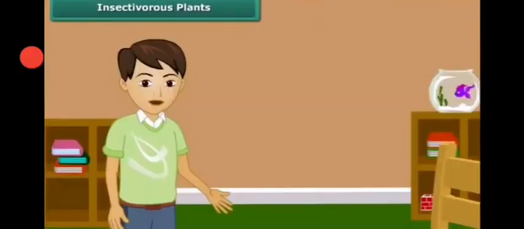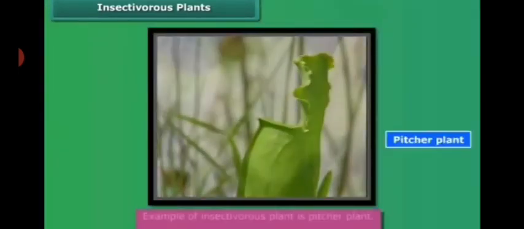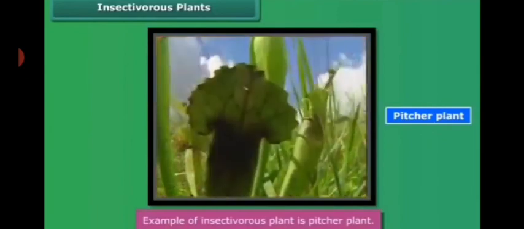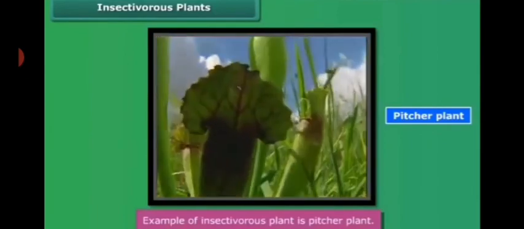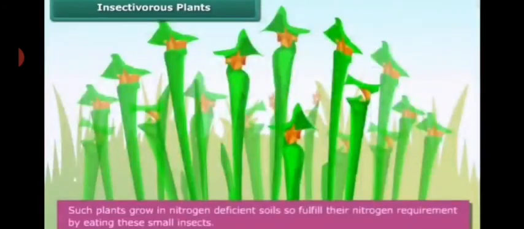Next one is the insectivorous plants. It's very interesting. Insectivorous plant. Yes, there are some plants which trap the insect and digest it. Here look at the example. It is a pitcher plant, right? The pitcher plant traps and holds the insect. Yeah, look here, and it can digest the insect too, right?